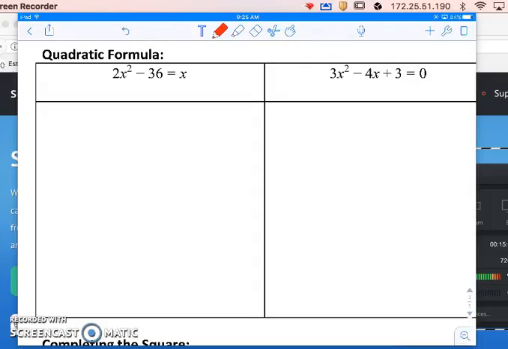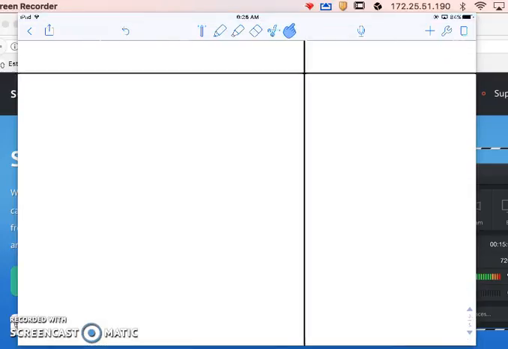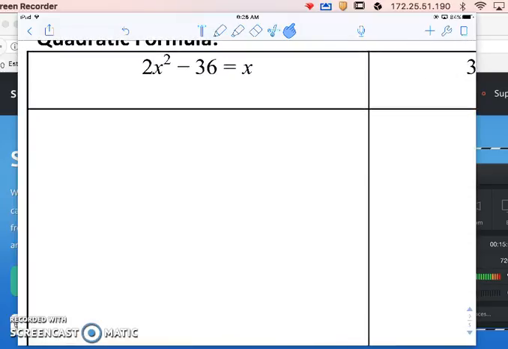So we're going to take a look at the quadratic formula. The first thing we need to do is make sure it's set equal to 0. So minus x. So we have 2x squared minus x minus 36 equals 0. And off to the side I'm going to write that quadratic formula.